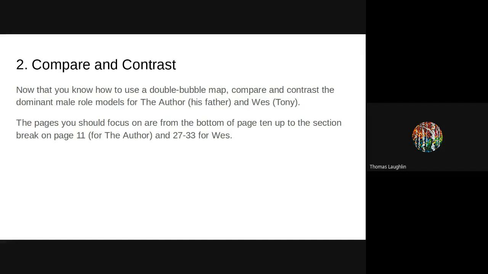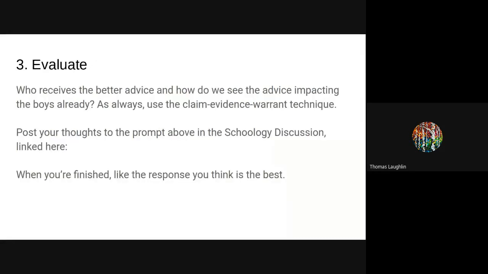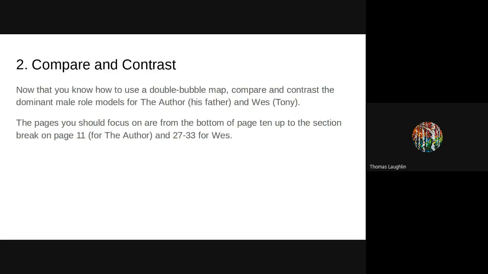But again, we're going to stop in 15 minutes, and we're going to talk about those things. Okay. So what I want you to do now is have your book out. I want you to be looking at pages 10 and 11, and then 27 and 33 for Wes. Okay. If you've already read these pages, this should be easier. All right. Any questions before I let you go?